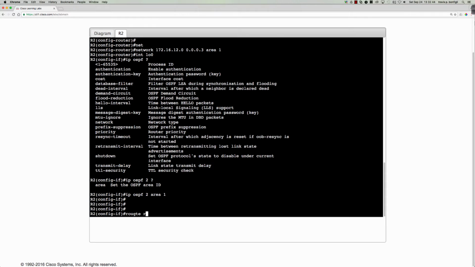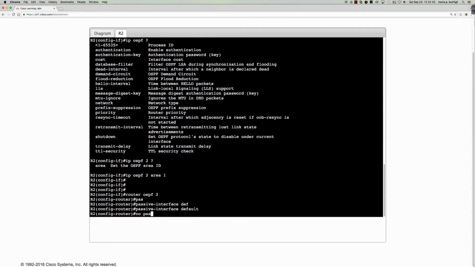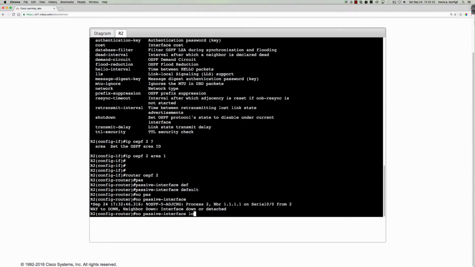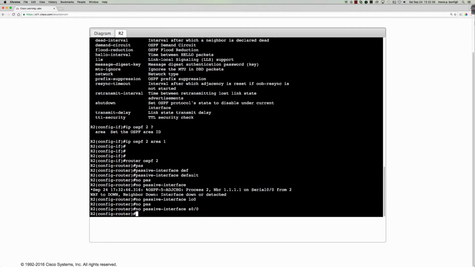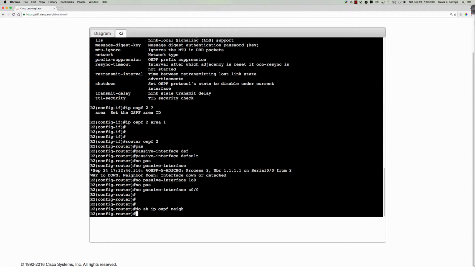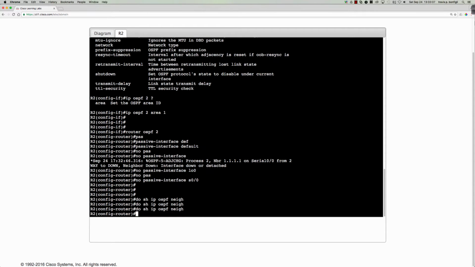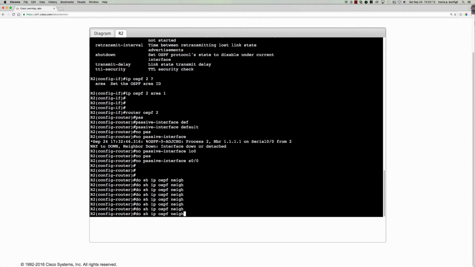And the same thing when you come into OSPF, if I were to say router OSPF 2, we can say passive-interface default, and then I could say no passive-interface loopback 0 and no passive-interface serial 0/0. And then that's going to bring that neighbor adjacency back. So if I were to say do show ip ospf neighbors, you can see right now we don't have any neighbors. The neighbor is down, or it says it's detached, right? So we're going to go ahead and fix that here in a second.